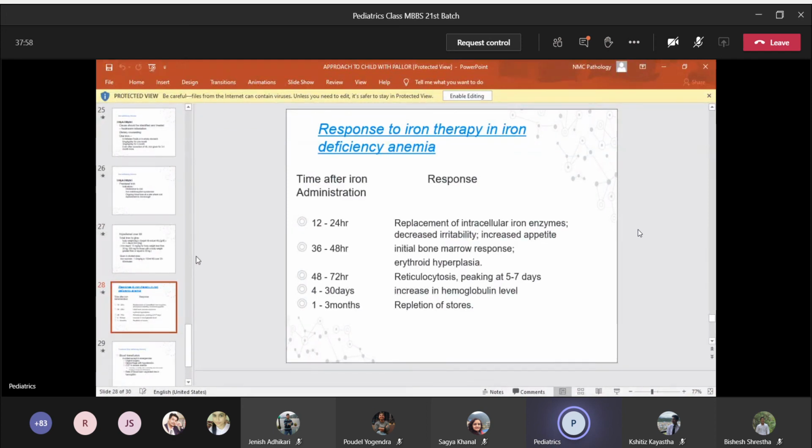After 36 to 48 hours, the initial bone marrow response will occur, in which erythroid hyperplasia will occur. After 48 to 72 hours, the reticulocyte response appears, and from 4 to 30 days there is a gradual increase in hemoglobin level. After 1 to 3 months, there is repletion of the stores, that is, ferritin will increase.